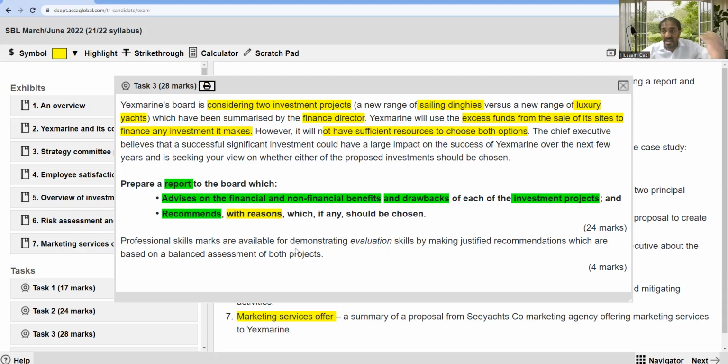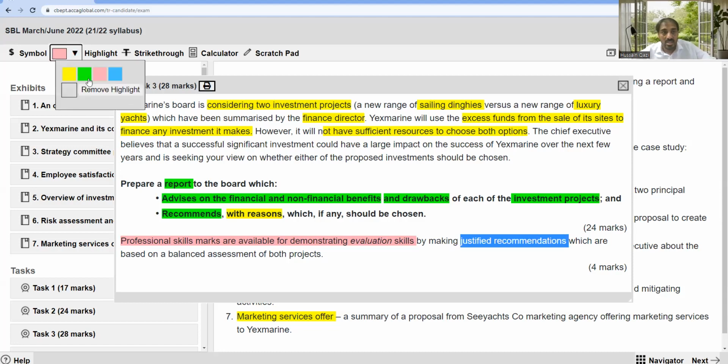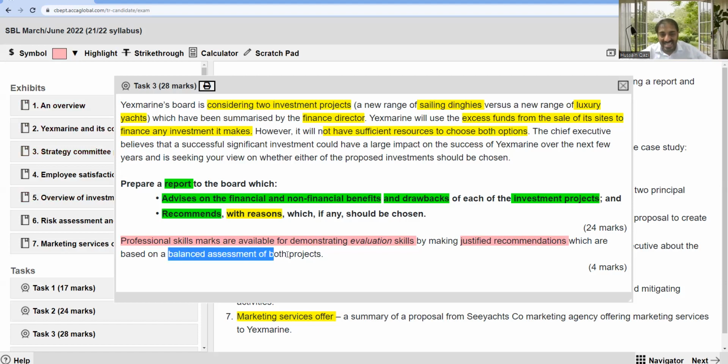The very important thing, whenever you are reading the question, is to identify what the examiner's requirement is and what the technical aspect of the question is. You also need to consider, along with the technical aspects, how to earn the professional skill marks. The professional skill marks are available for demonstrating evaluation skills, by making a justified recommendation. Justified means reasoned. First your statement is: recommend, go for project A. Next line, you have to justify why A, why not B. That is called a justified recommendation, which is based on a balanced assessment of both projects.